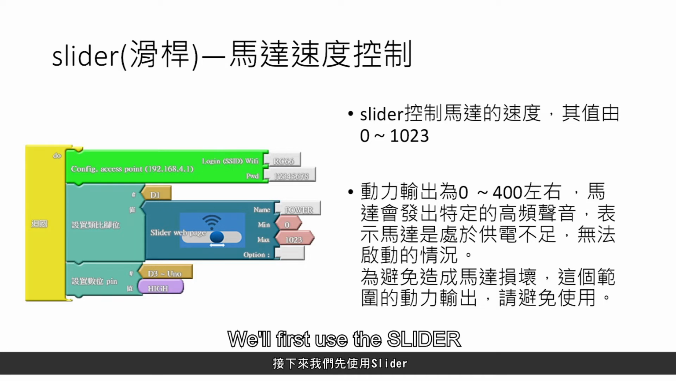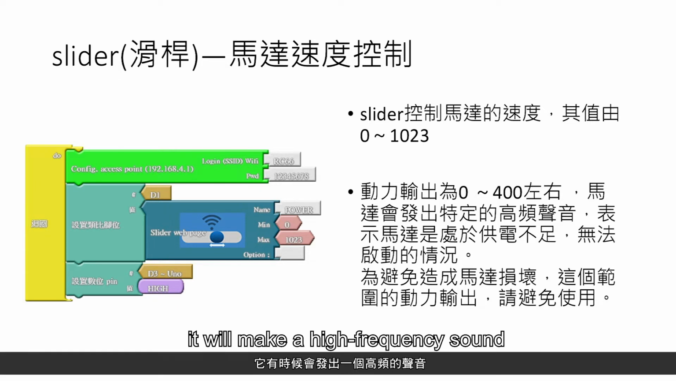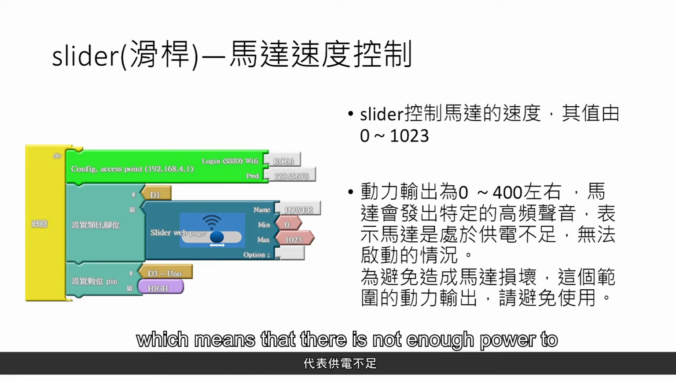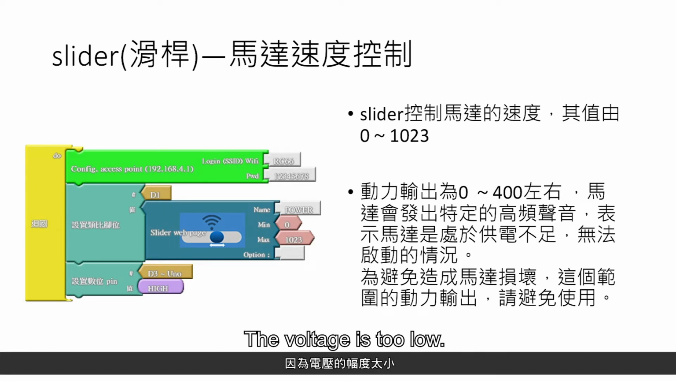We'll first use the slider to control the motor speed. Before we do it, let me tell you that we will set the slider's range between 0 and 1023. However, you can test this out when you're operating later. The motor won't turn when it's at 0 to 440 range. At this range, it will make a high frequency sound, which means that there is not enough power to activate the motor. The voltage is too low.